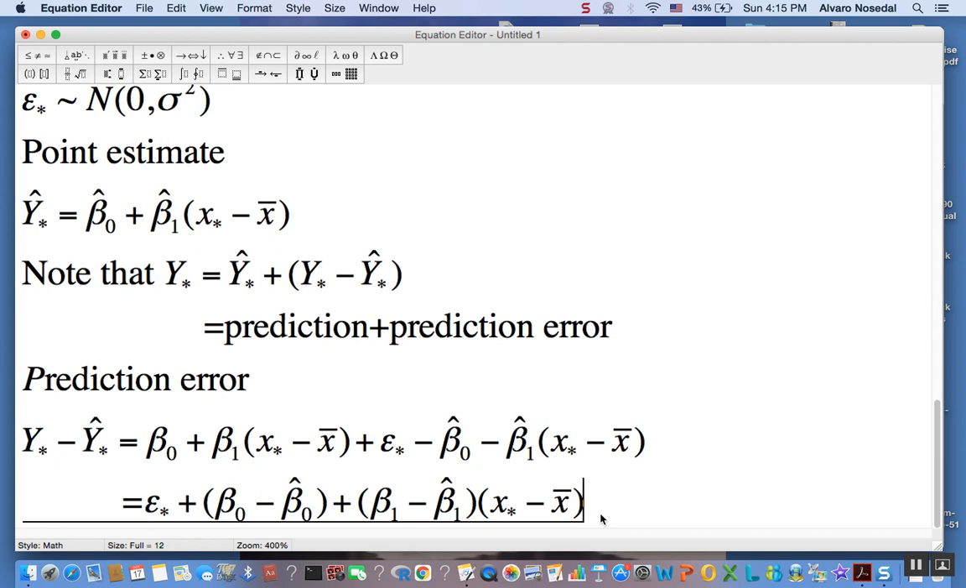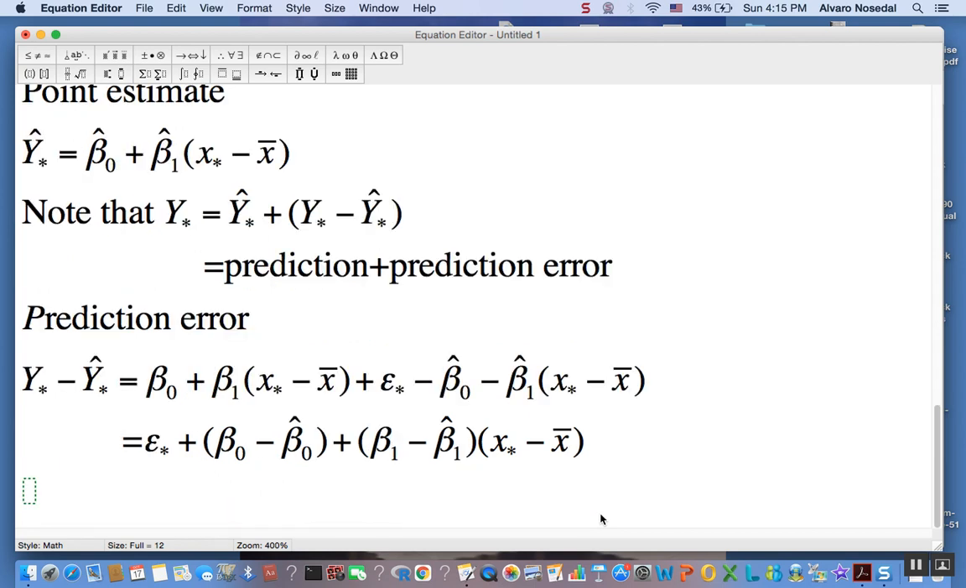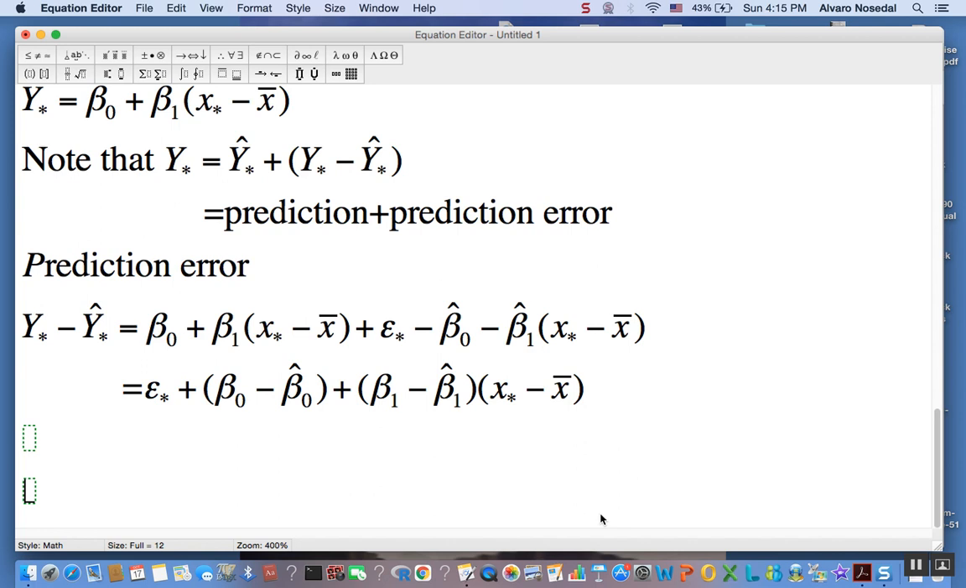Now we said that we need to study the statistical properties of that prediction error. So let us start with one of the terms that define the prediction error, y hat star. Let's find the expected value of y hat star.